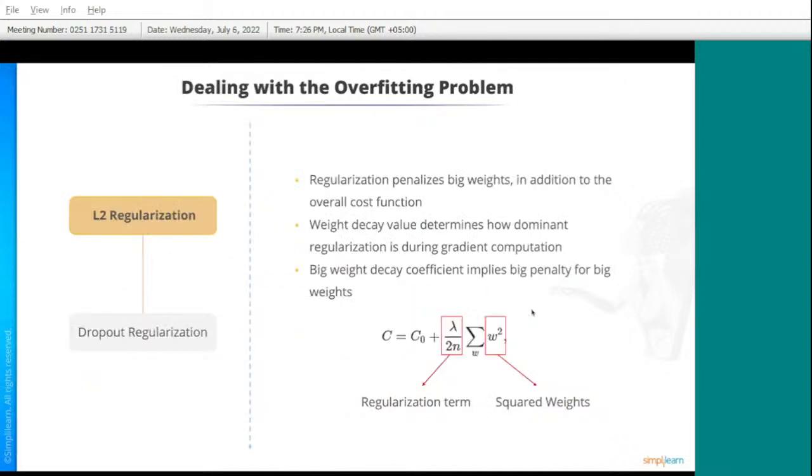How do we deal with overfitting using regularization? Can anyone name one of the regularization algorithms in traditional machine learning? Anyone?